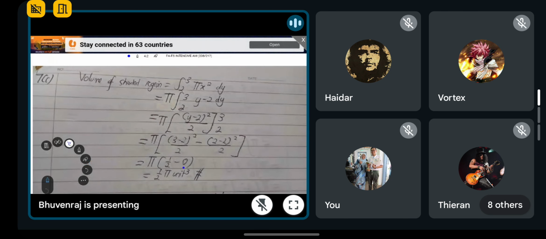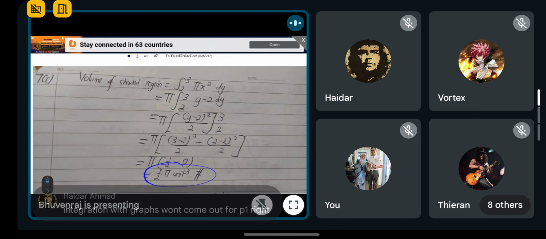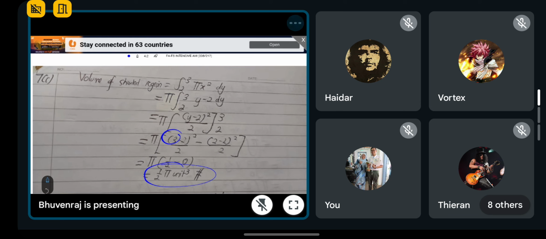Okay, you will get 1 over 2 pi unit cube. Okay, you just substitute the upper and lower limits. Integration with graph won't come out for P1, right? Yeah, usually lah, but I wouldn't say will not. Okay, should be no lah, but not 100%. Because you never know. If it comes out in section B, got chance lah.